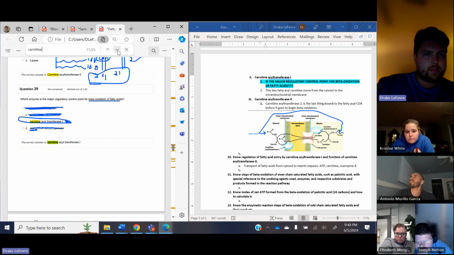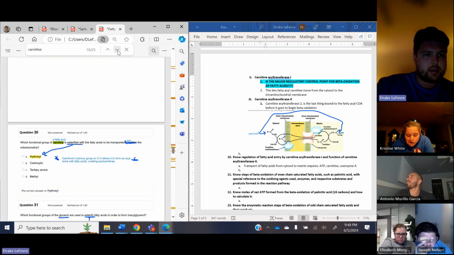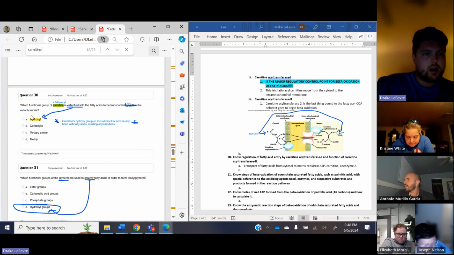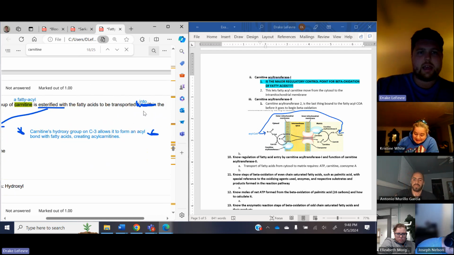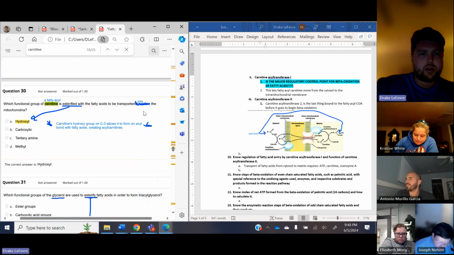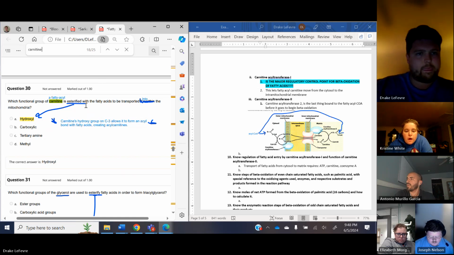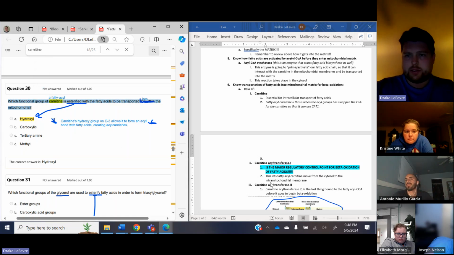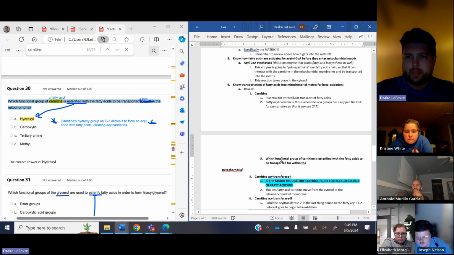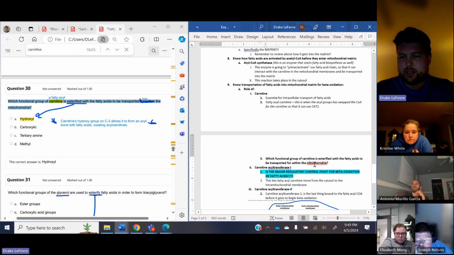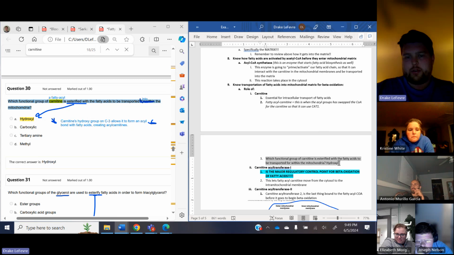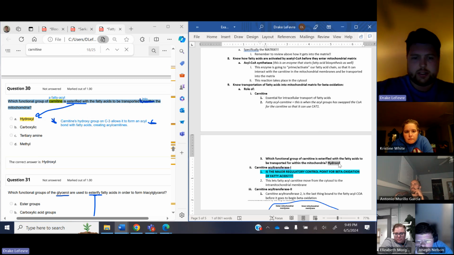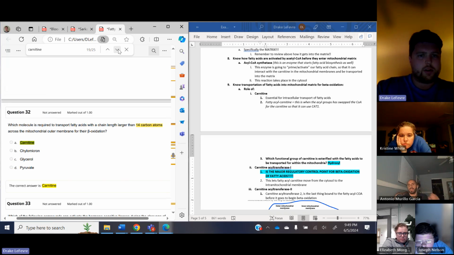Keep going. Major regulatory point. This is added several times. Which functional group of carnitine is esterified with the fatty acids to be transported into the mitochondria? Hydroxyl group. Just add that into here. This is where I'd say just highlighting the whole question. I remember because I made this little joke about mitochondria. Hydroxyl. Essentially, all we're really doing is just putting everything into one place so that it's a little bit easier to look at. We already talked about this, the 14 carbons.